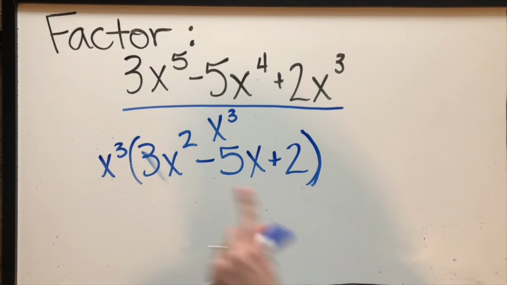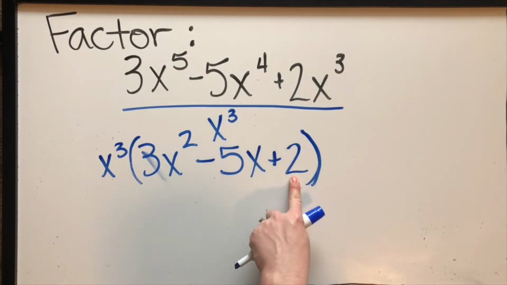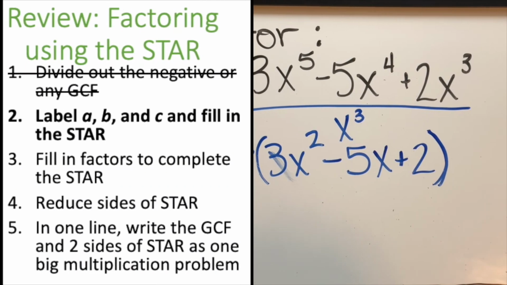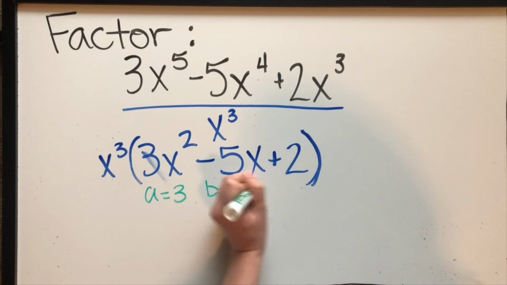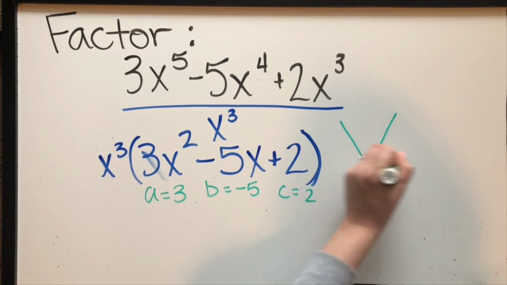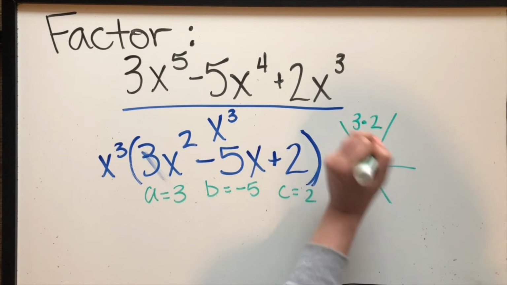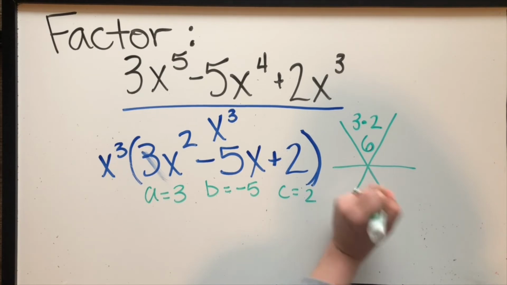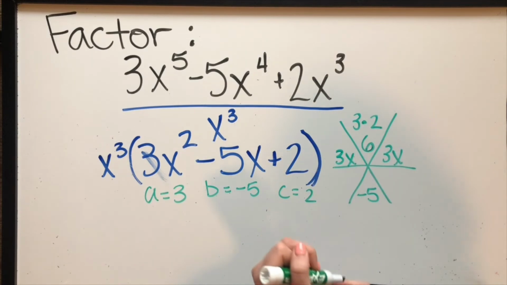So now remember, a is always in front of x squared, b is always in front of x, and c is by itself. So now that I took out x to the 3rd, we see a, b, and c. So now we're going to go through this like normal. A is 3, b is negative 5, and c is 2. So we're going to write our star. 3 times 2 goes on top, which is 6. Negative 5 is on bottom, and 3x on either side.